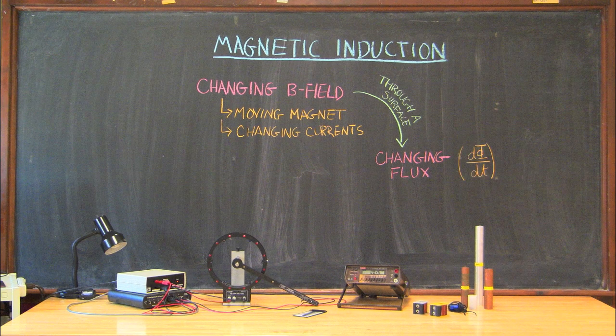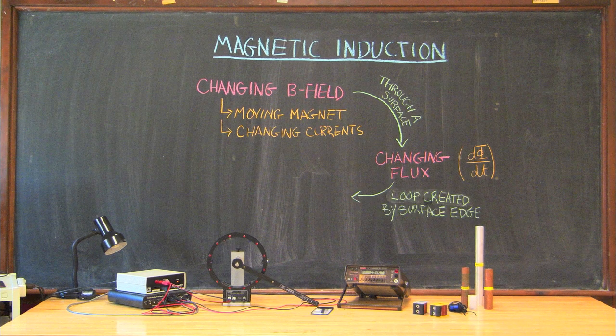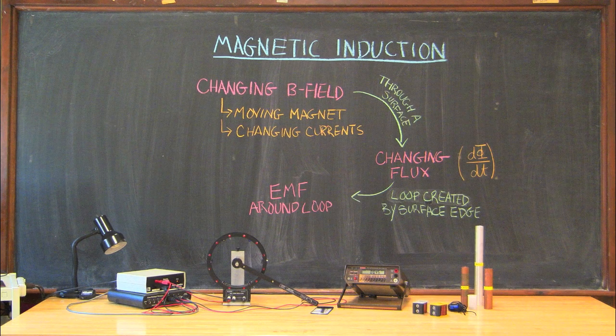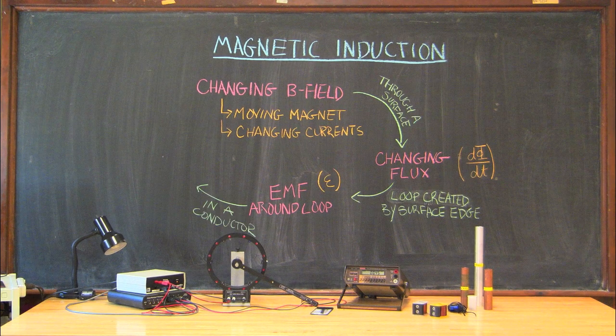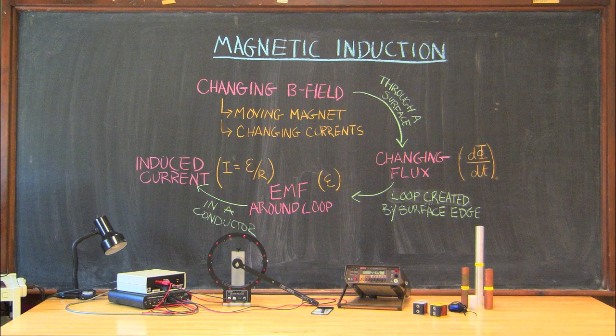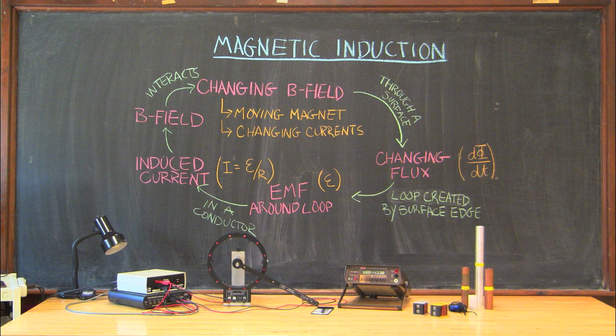Anytime you have a change in magnetic flux through some surface, the loop created by the edge of that surface will have an EMF around it. If the loop is in a conductor, that EMF will cause a current to flow. Finally, this new induced current creates its own magnetic moment and magnetic field. This induced magnetic moment can then interact with the original changing field.